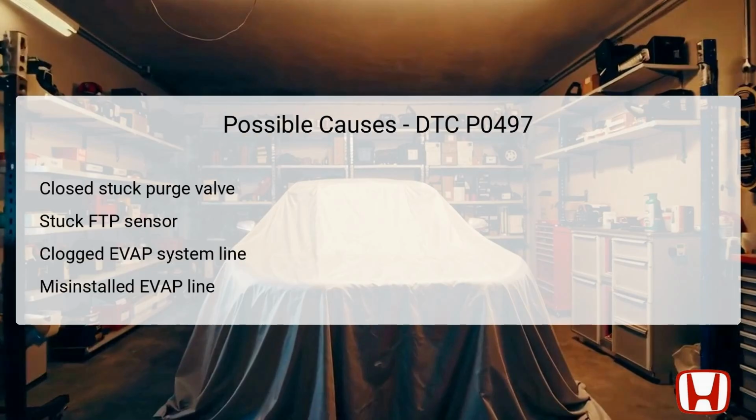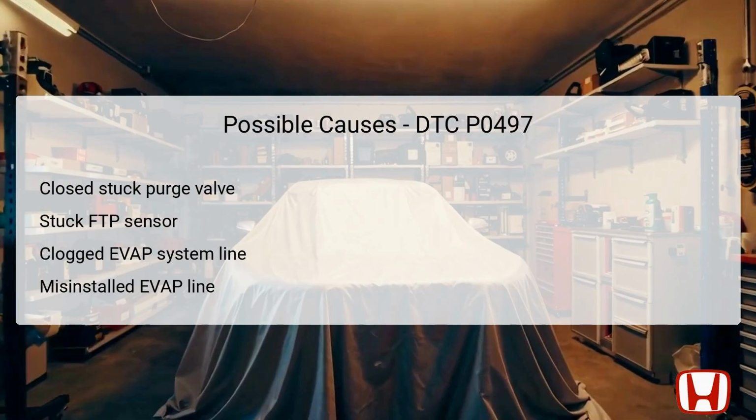Several potential causes can lead to DTC P0497 being set. Firstly, the EVAP canister purge valve might be stuck closed, preventing the passage of fuel vapors from the canister into the engine. This malfunction directly inhibits the system's ability to purge excess vapors, thereby triggering the DTC. Secondly, if the fuel tank pressure sensor is malfunctioning or stuck, it would fail to accurately report the pressure fluctuations necessary for the PCM to regulate the purge flow effectively.